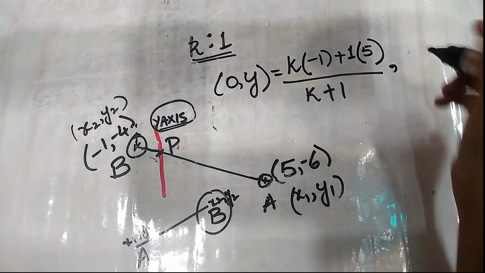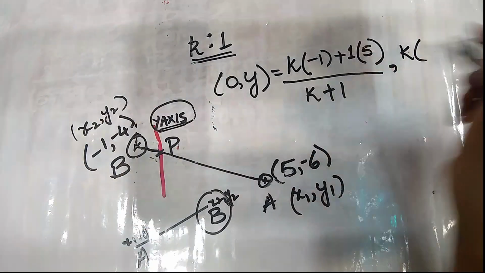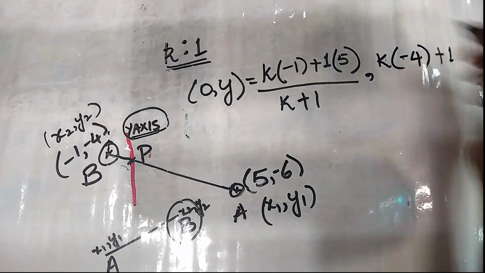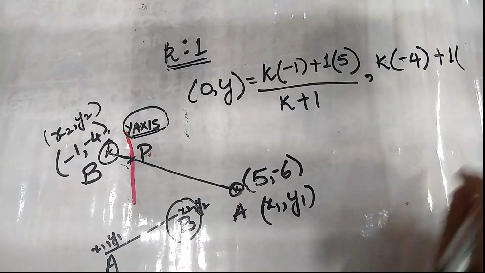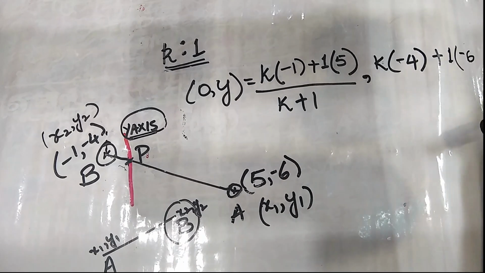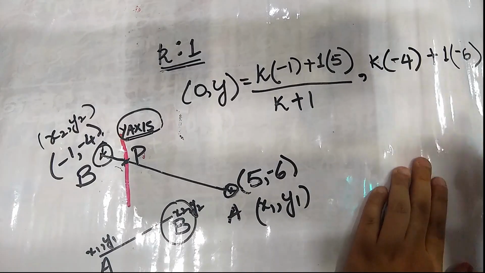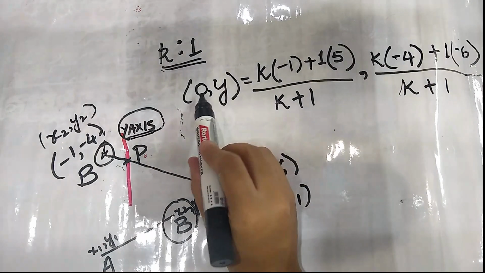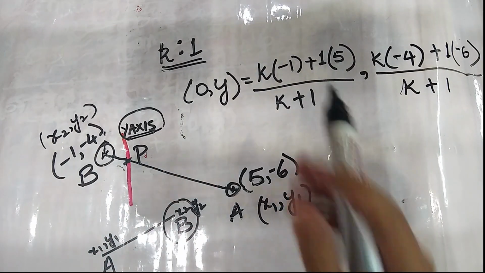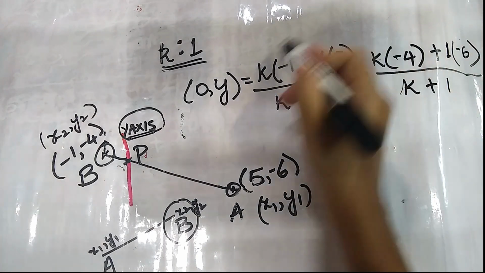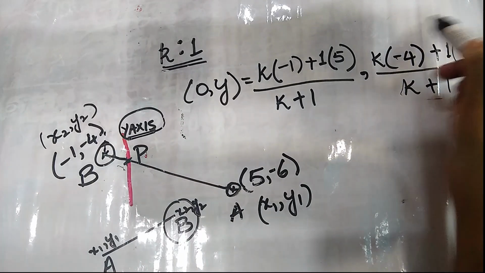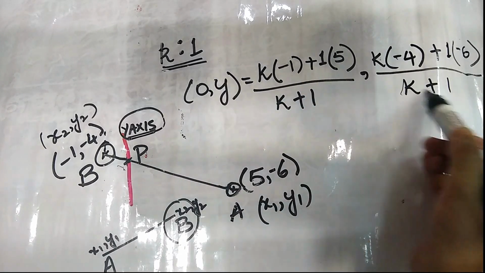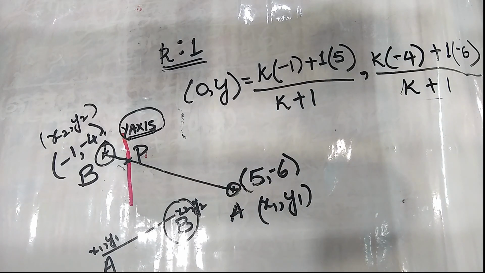comma, the y part of this, again k into y2, which is -4, plus 1, because n is 1, so 1 into y1, which is -6. So this will be -6 divided by k plus 1. Now if you see, this 0 here makes our work easier. Why? Because this x coordinate part is actually equal to 0 and this y coordinate part is actually equal to y. But if you take y is equal to this equation, you'll get two unknown variables, right? So that will make our work more difficult.